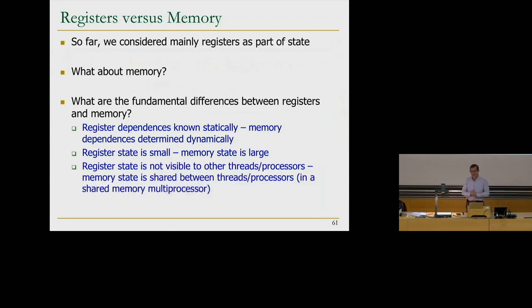And the register state is also interesting, but we're not going to tackle it as much. If you look at other threads or processors, they don't share the registers normally. Whenever you write a multi-threaded program, for example, different threads don't share registers, so you don't need to worry about them. But memory state in a shared memory multiprocessor, which is most of what multiprocessors are today, is shared between different threads and processors. And this could cause headaches if you update memory state in an out-of-order manner. But we don't want to update memory state out of order anyway. But we're not going to tackle this one.